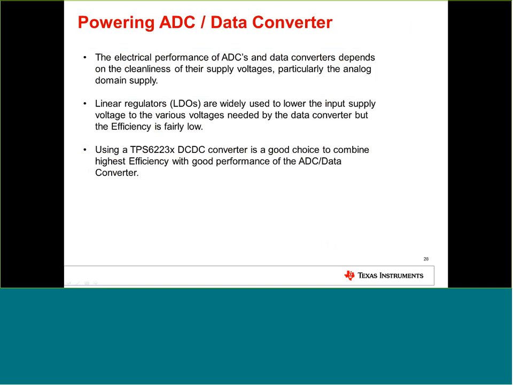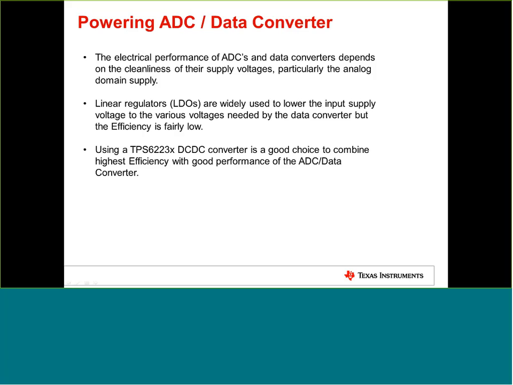Okay, so the second part of the presentation is now powering the ADC and data converters. I think, as many of you know, the electrical performance of the ADCs or general data converters depends mainly on the cleanness of the supply voltages, mainly the analog supply. And in the past, and it's still there, LDOs normally are used to supply at least the analog voltage supply rail. But of course, the efficiency of an LDO normally is fairly low.